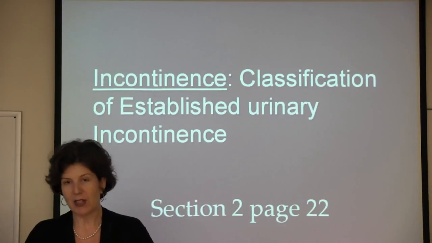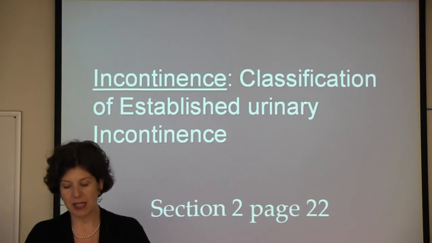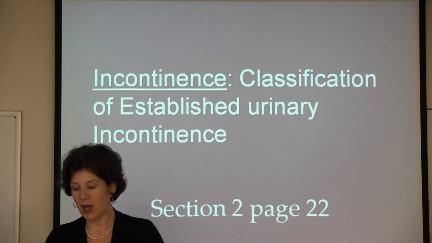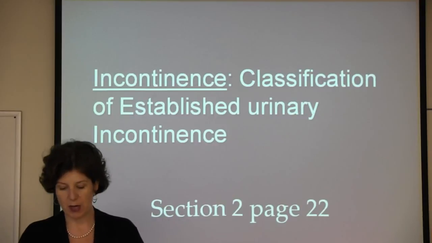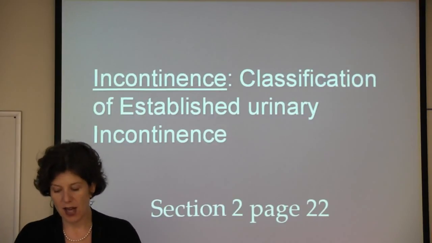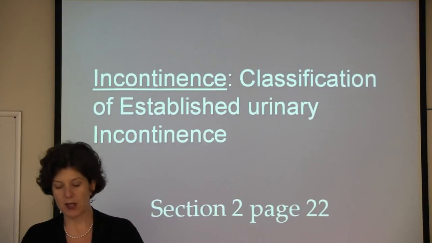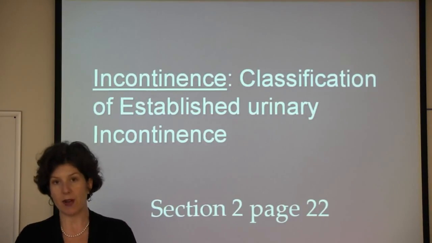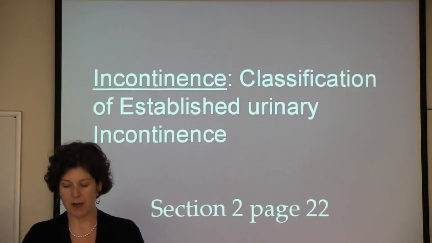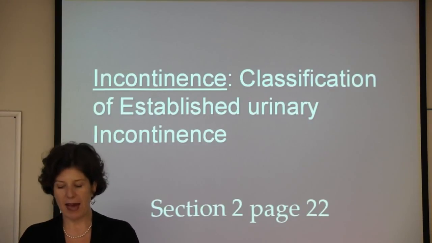So now we're going to look at classification of established or chronic urinary incontinence. We're starting on page 22 in your module. This is looking at a pattern of incontinence that's not associated with reversible factors. So the reversible factors have all been addressed and corrected, and the incontinence is continuing. This pattern is very specific, and it can be due to different causative factors.